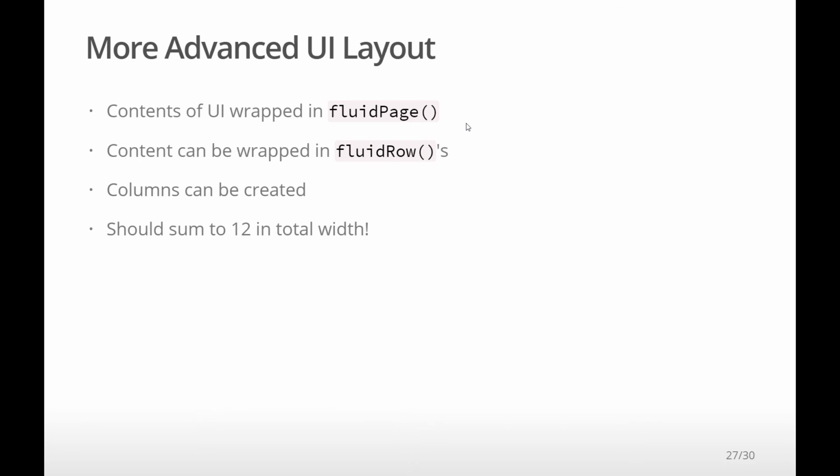And so fluid page is generally the larger function that you're going to use for your whole page of your app. And then within that, you could actually create fluid rows. And within a fluid row, you can have columns. Your columns for a particular row just need to sum up to 12. If you've ever done any kind of web page creation in the last 5 or so years, this Bootstrap template and Bootstrap code is really the most common way to create web pages these days, and that's all that this is. It has the same idea where you're creating columns and they need to sum to 12 in total width.